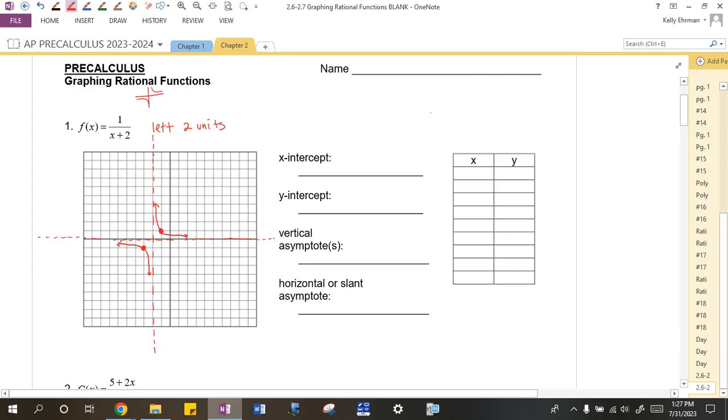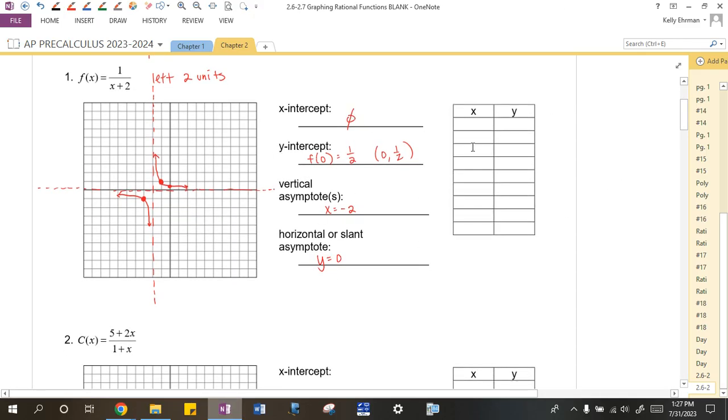Or if you want to go through and figure everything out, you can. So x-intercept, there are none. There's nothing in the numerator to set equal to 0. Y-intercept, I guess I just sketched it in, but f of 0 would be 1/2. Okay, so that's pretty good. Vertical asymptote, x equals -2. Horizontal, y equals 0. I don't really need extra points for that. Now, if I did it this way, then yeah, I would need the extra points that I plotted.